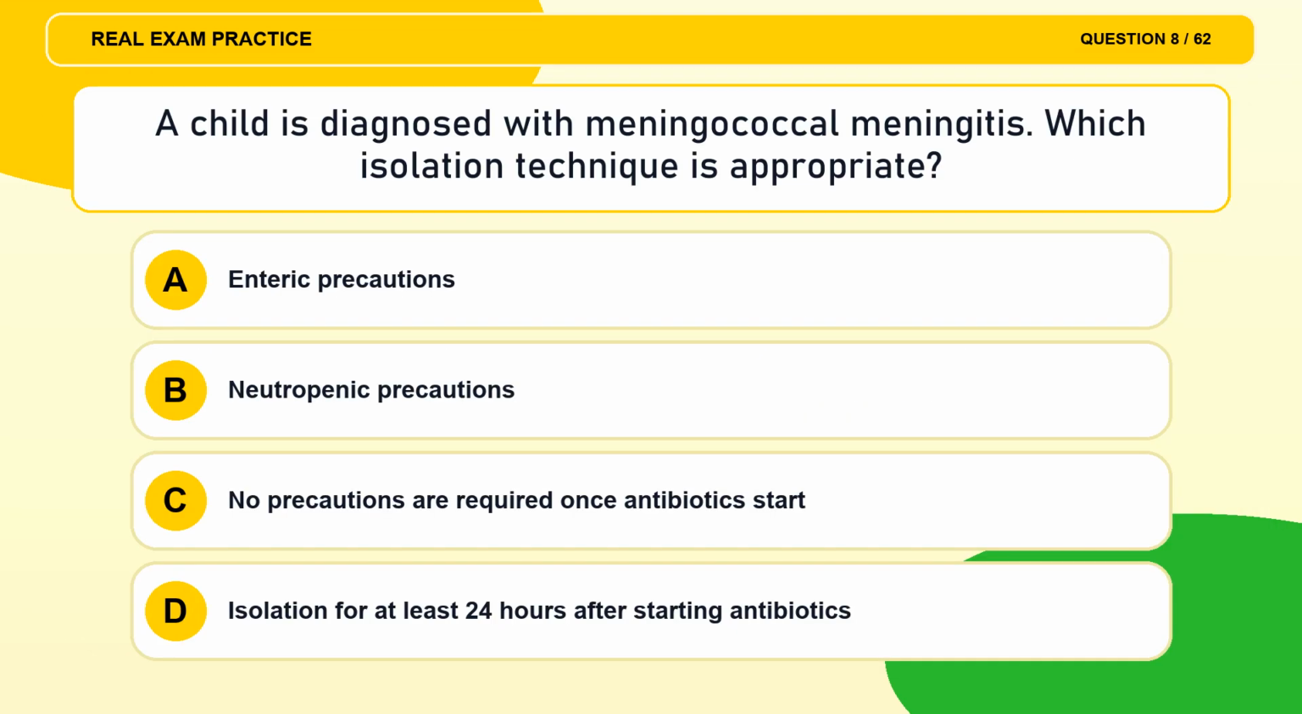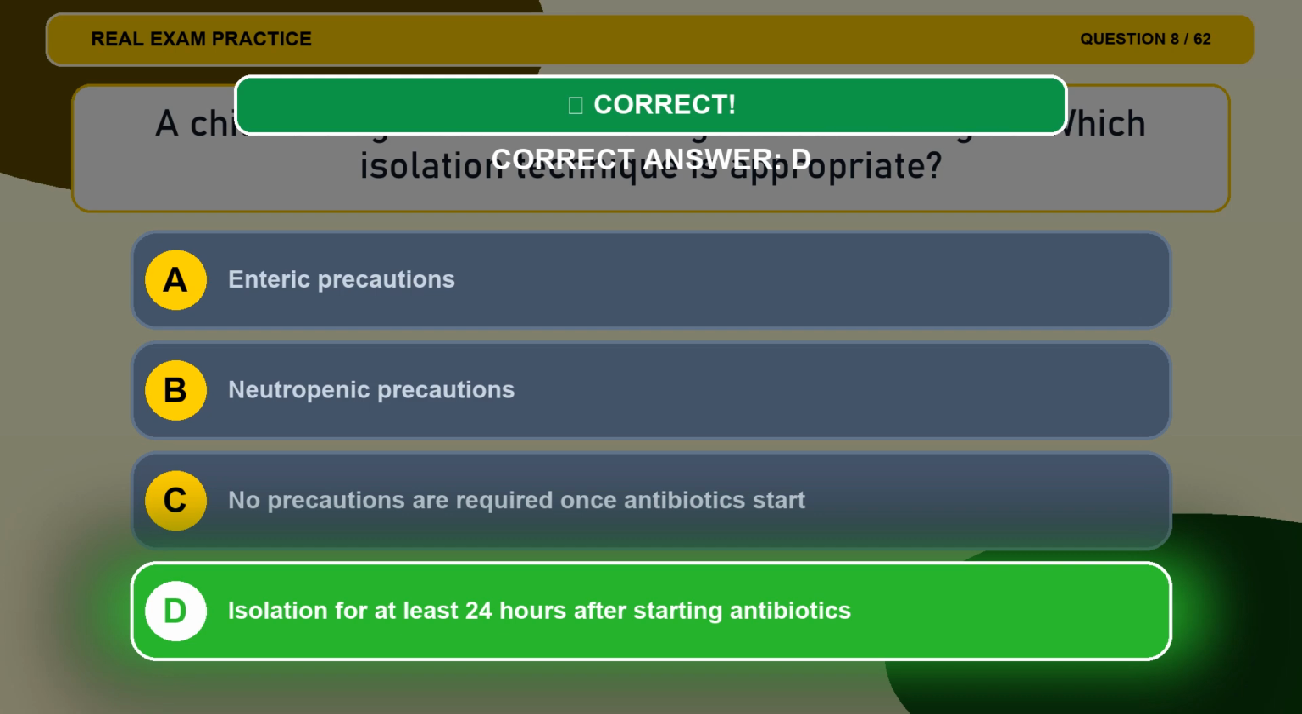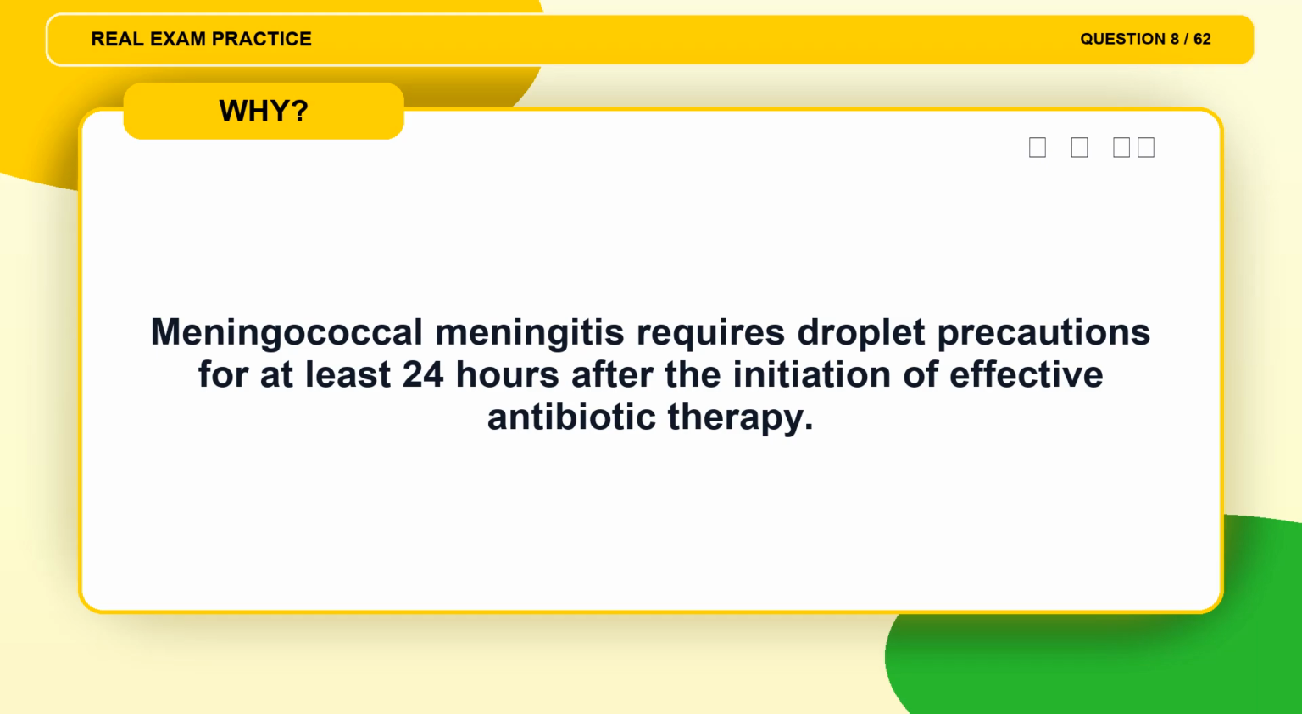Question 8. A child is diagnosed with meningococcal meningitis. Which isolation technique is appropriate? Option A, enteric precautions. Option B, neutropenic precautions. Option C, no precautions are required once antibiotics start. Option D, isolation for at least 24 hours after starting antibiotics. The correct answer is option D, isolation for at least 24 hours after starting antibiotics. Meningococcal meningitis requires droplet precautions for at least 24 hours after the initiation of effective antibiotic therapy.